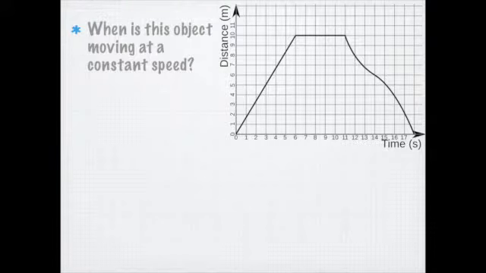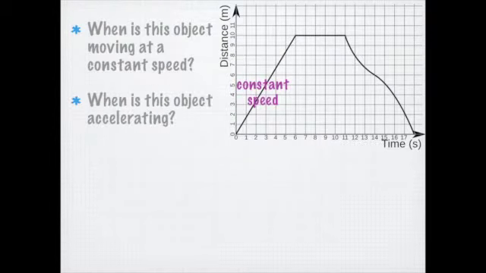You should have this graph in your baggie. Find it and let's write some things on it before we glue it in. Remember that the slope is going to tell me the velocity. So if I have a constant speed, that means I have a constant slope. So on this graph, that would be the section from 0 to 6 seconds.